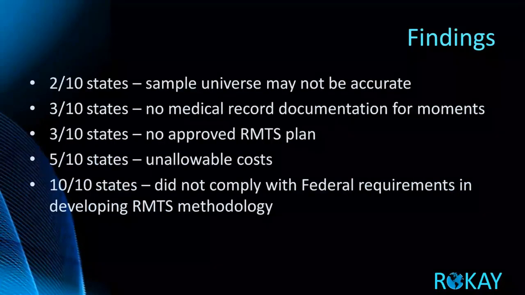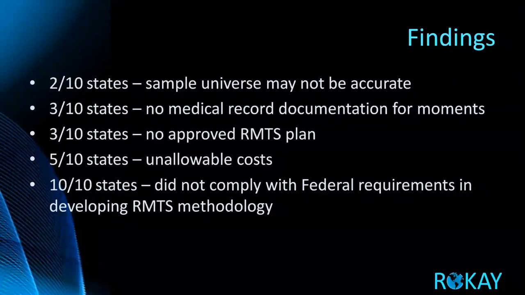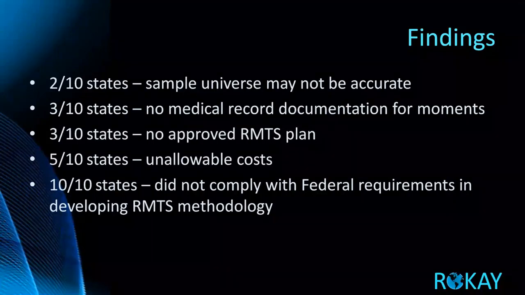2 out of the 10 states that they reviewed that had problems with RMTS had a sample universe that might not be accurate. It might be accurate, but it might not be. We can't tell, and they can't tell, because maybe the rosters are not there. So they don't really know if those are accurate universes or not.